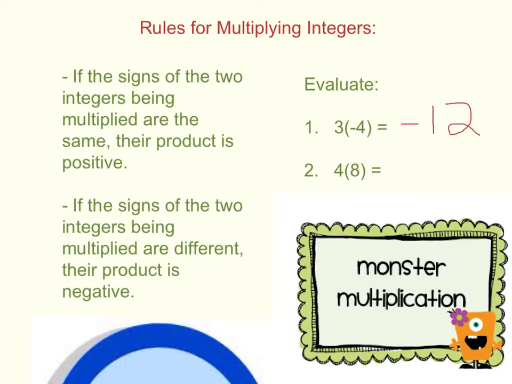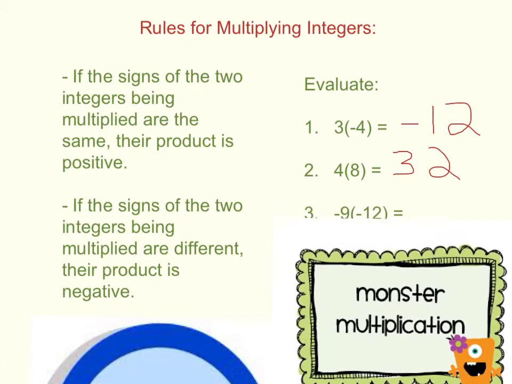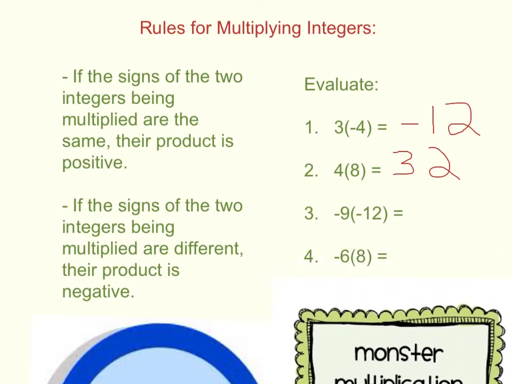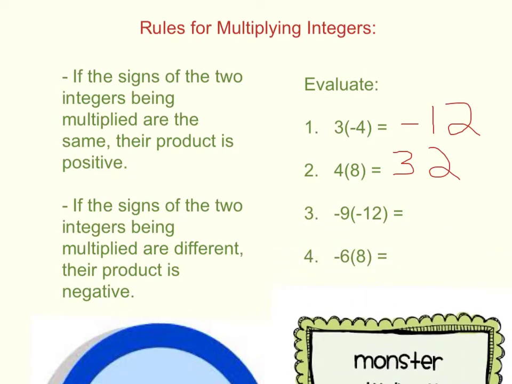Now let's try 4 times 8. Both numbers are positive, which means their signs are the same, and if their signs are the same, it means their product is positive. 4 times 8 is 32. Now take a moment to pause the video and put the first two examples in your notes and try the next two on your own.